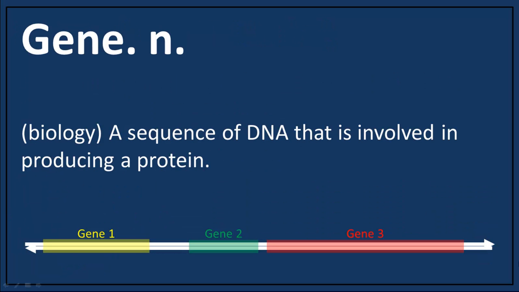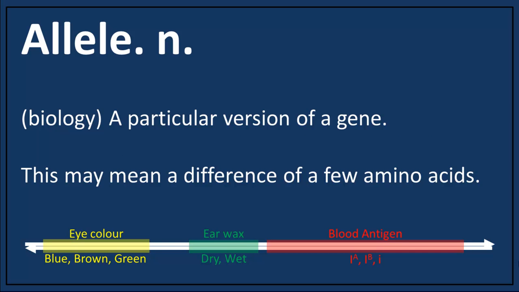Now we can define the word gene. A gene is the segment of DNA that codes for the amino acid sequence of a particular protein. An allele is just a particular version of a gene. For example, there is an allele for brown eyes and an allele for green eyes. Different alleles of the same gene produce similar proteins that may vary slightly in their function.